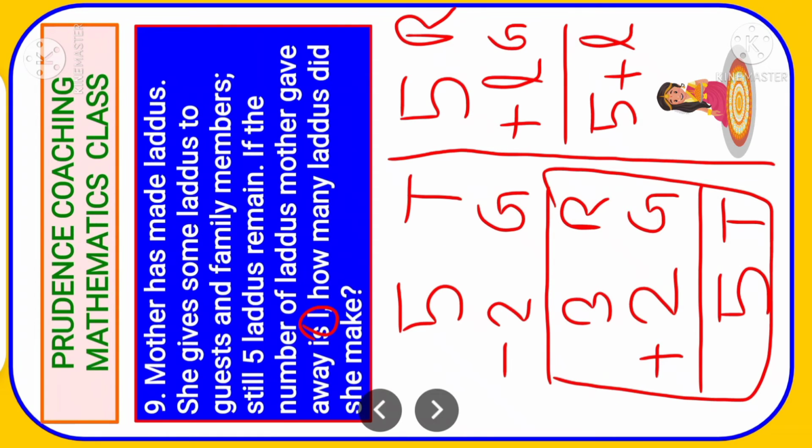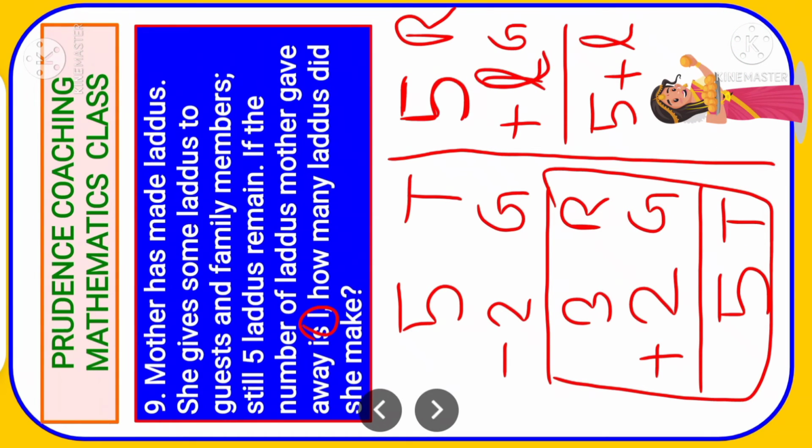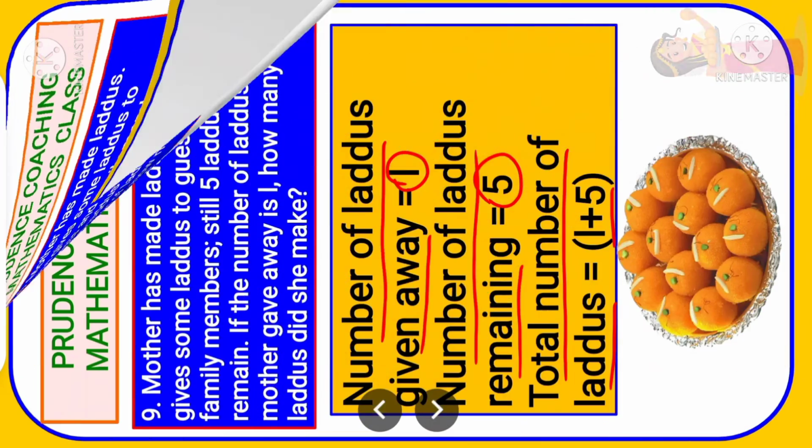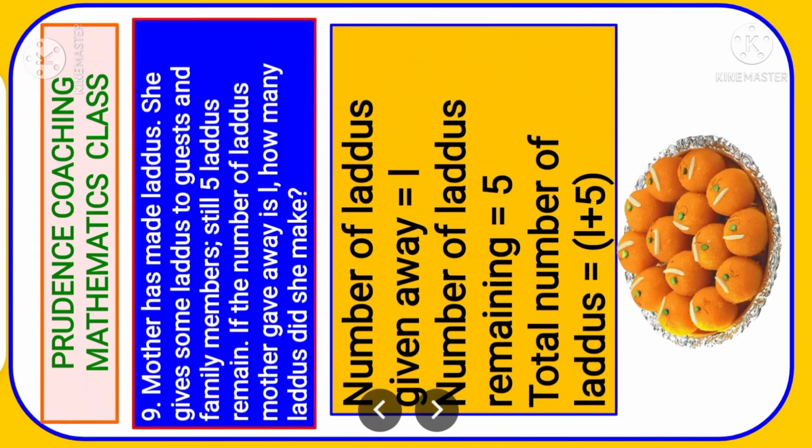So we are just adding the remaining number of laddus, that is 5, plus the number of laddus which were given away by the mother. So we are adding 5 plus L, and this 5 plus L is the total number of laddus that were made by the mother. So let us see how we will write this answer. Number of laddus given away is L. Number of laddus remaining is 5. So the total number of laddus is L plus 5.